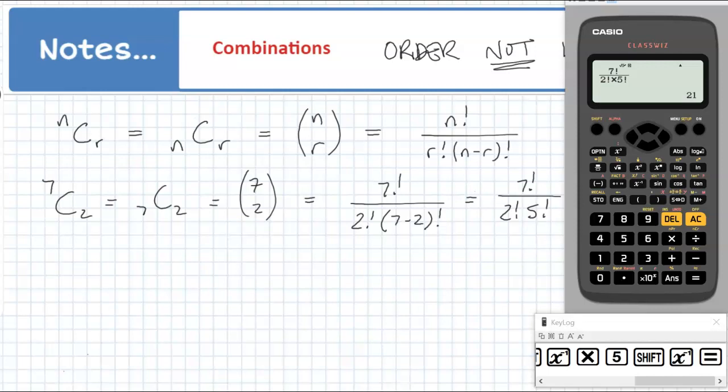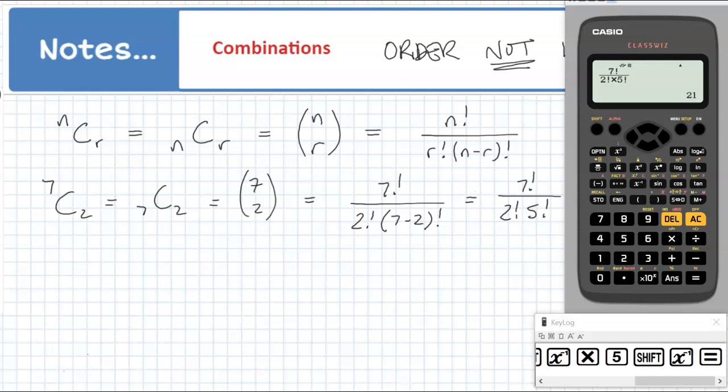Just note very quickly, when you're multiplying together 2 factorials, you have to have a multiply sign in between. The calculator will give you a math error if you just try and write it out literally as you see it here. You have to have a multiply sign in between. But anyway, the answer is 21.